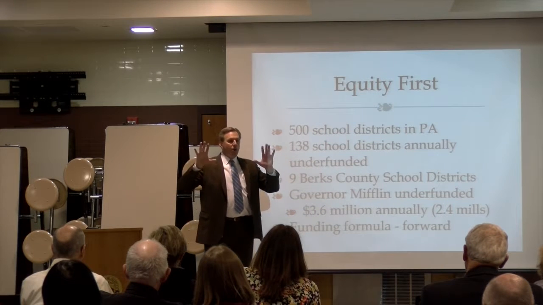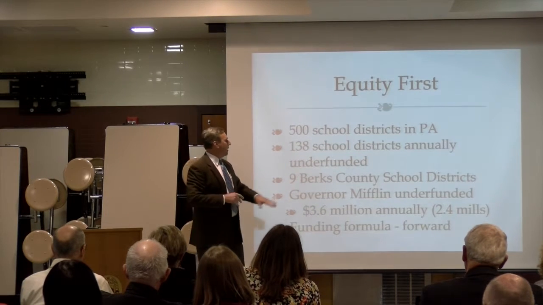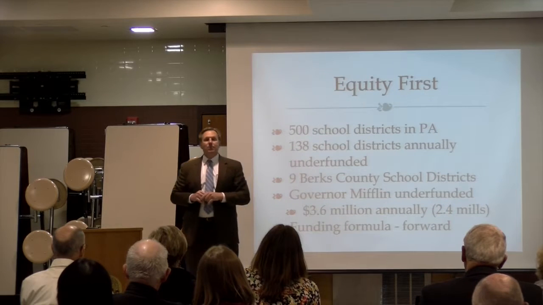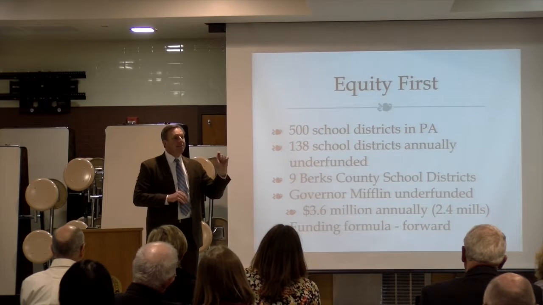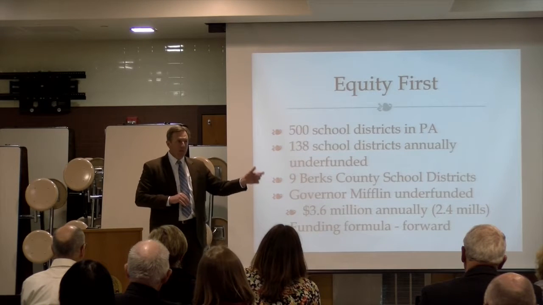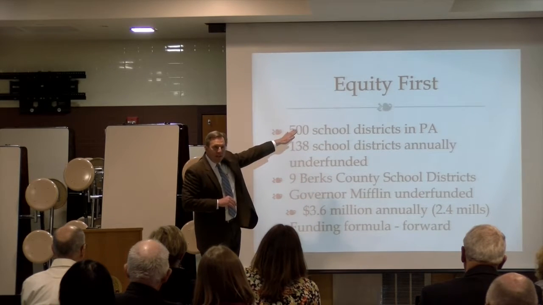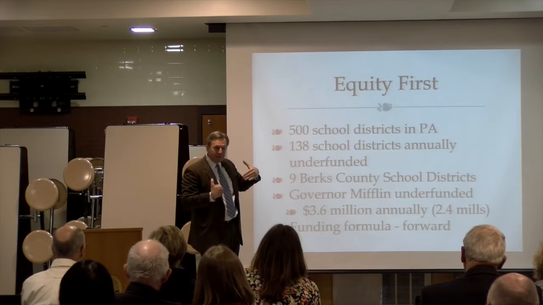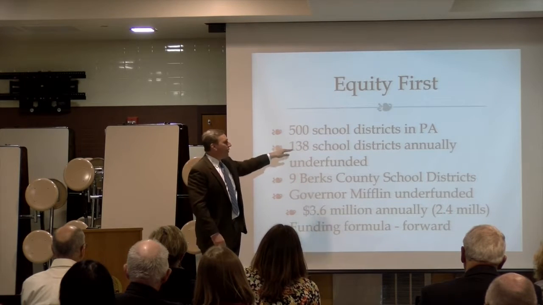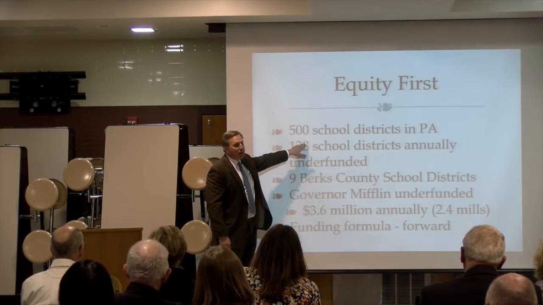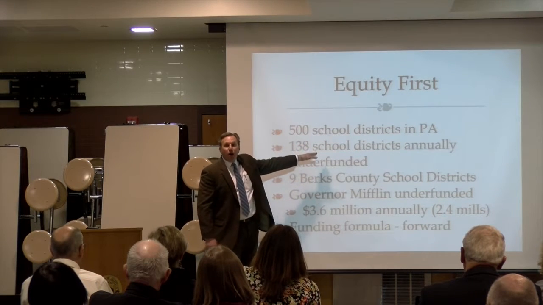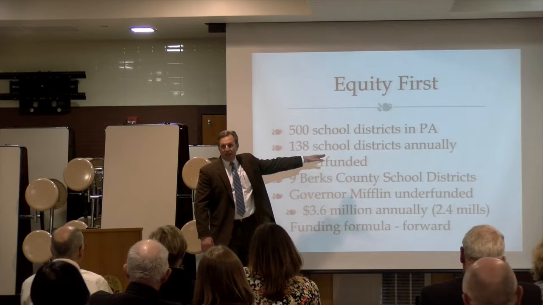So when they apply that funding formula to all the school districts in the state of Pennsylvania, 138 of the 500 are underfunded by the state. So keep in mind that 23% comes from the state toward us. 138 are underfunded, which means 362 are overfunded by the state of Pennsylvania.